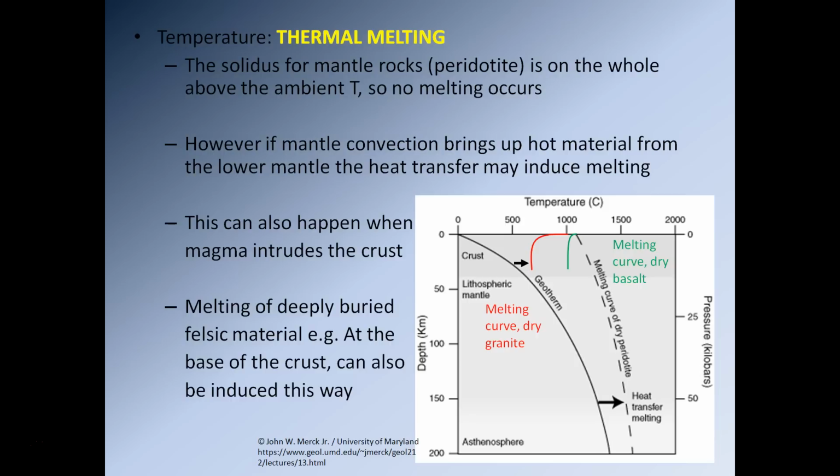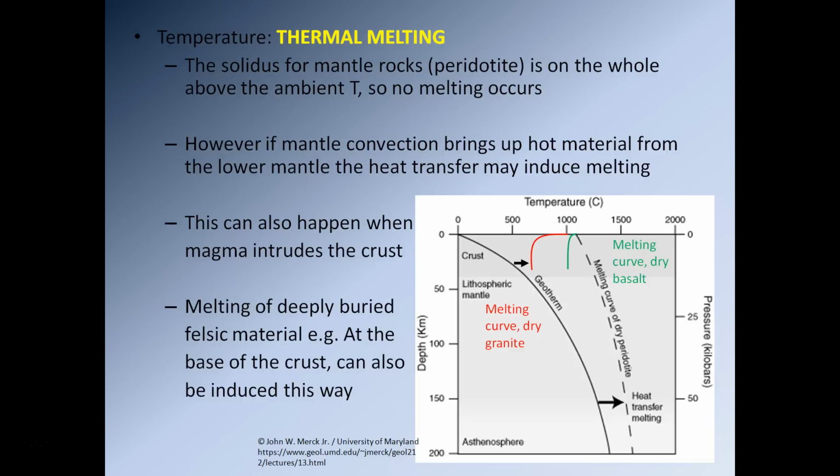However, if mantle convection brings up very, very hot material from the deep mantle, that material can induce melting in the upper mantle rocks, because it's heating them up very, very quickly. In fact, heating them up so quickly that the high pressure is not sufficient to stop the rock from melting. So this can also happen when magma intrudes the Earth's crust. If you imagine a mafic magma with a temperature of 1200 Celsius intruding the Earth's crust, and the Earth's crust is made from granite.